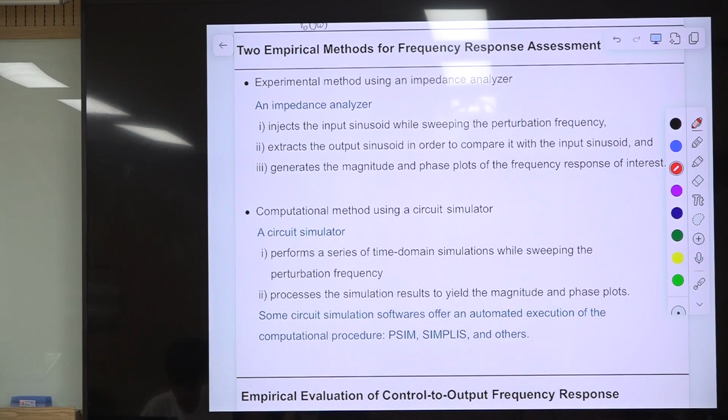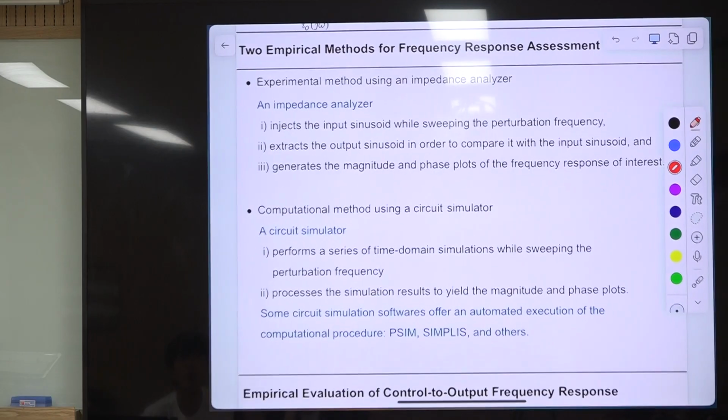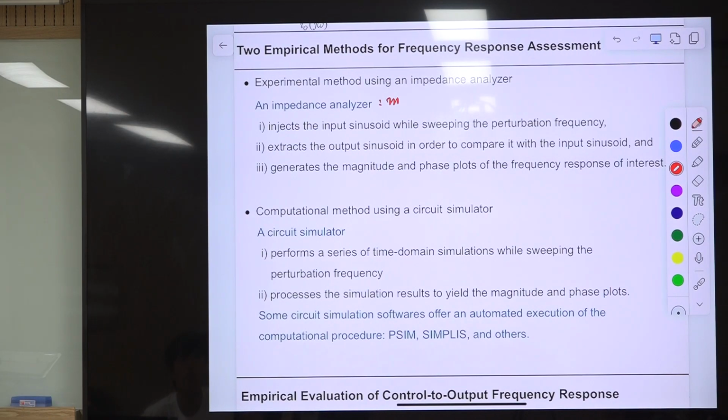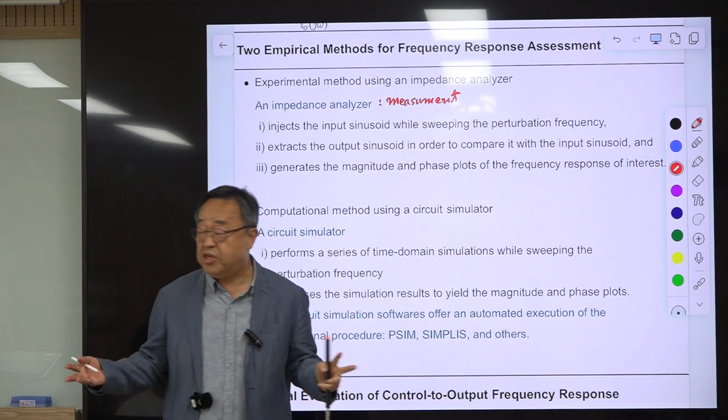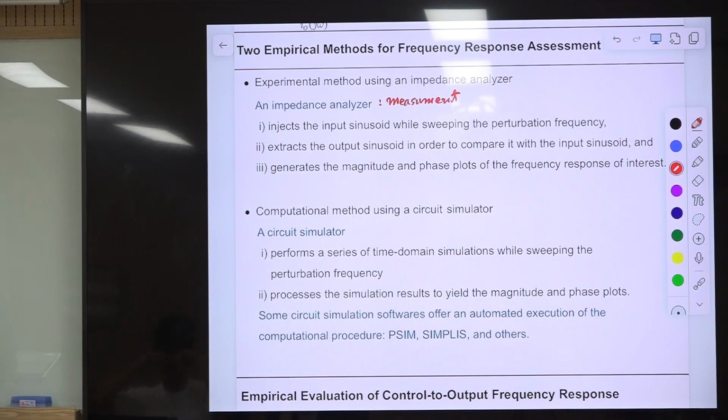One is using the hardware equipment, measurement equipment. So this is simply the measurement using an instrument called an impedance analyzer, and the other one is simulation, simulation using a circuit simulator.